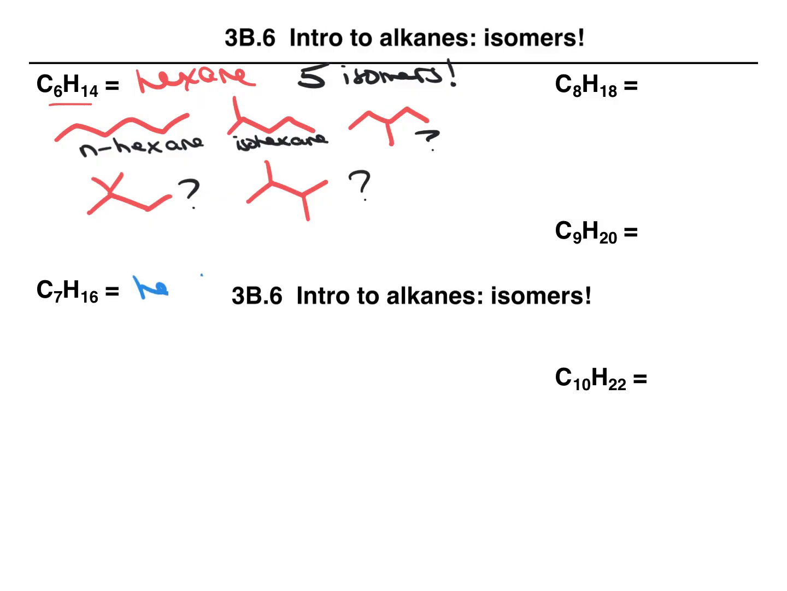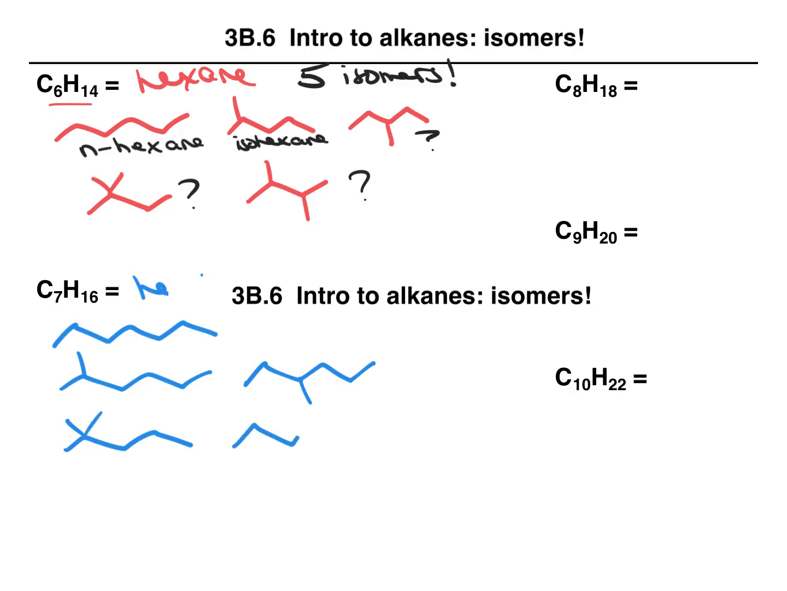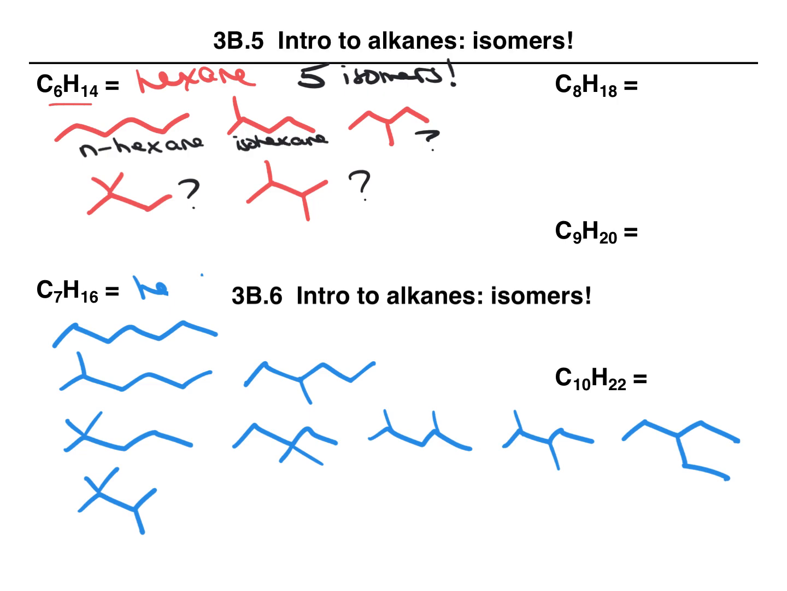C7H16, now we're looking at heptane. We can have 1, 2, 3, 4, 5, 6, 7. We can have 1, 2, 3, 4, 5, 6 with a methyl branch. Those are our 2 options. We can have 1, 2, 3, 4, 5 with 2 methyl branches, or 1, 2, 3, 4, 5 with an ethyl branch. And then finally, we can have 1, 2, 3, 4 carbons with a methyl branch, another methyl branch, and another methyl branch. And now we have 9 isomers.